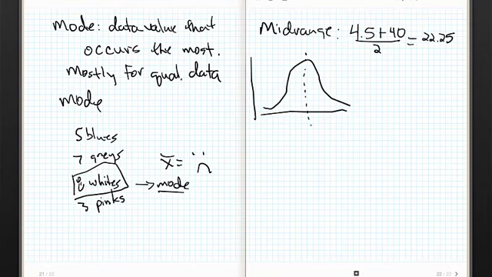The median, remember, the median splits the data in half. Because of the apparent badly drawn symmetry of our data, I'm going to have the mode here. I'm also going to have the median, because it splits it in half. So 50% of the data lives over here and 50% of the data lives over here.